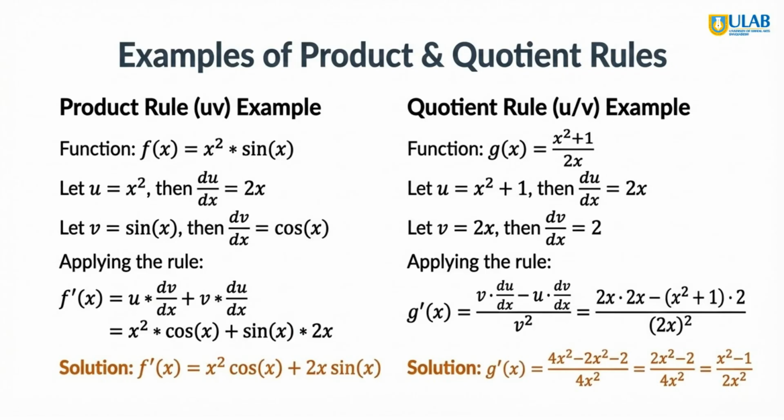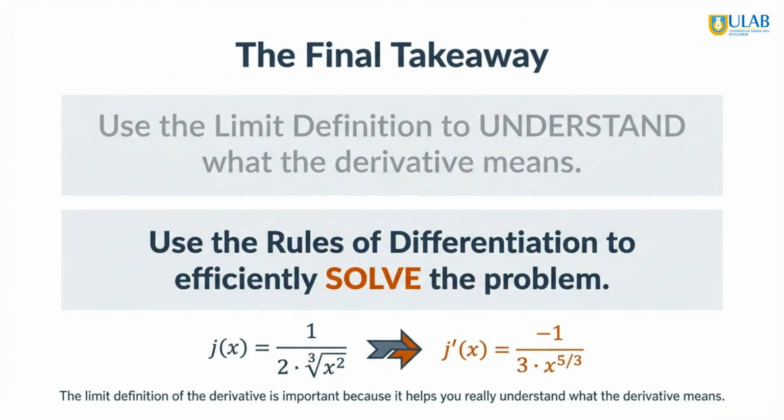Here are examples applying the product rule and the quotient rule, showing the breakdown of defining u and v, finding their derivatives, and substituting into the rule formulas to get the final solutions. The final takeaway is to use the limit definition to understand what the derivative means, but use the rules of differentiation to efficiently solve the problem. The limit definition is important for conceptual understanding.